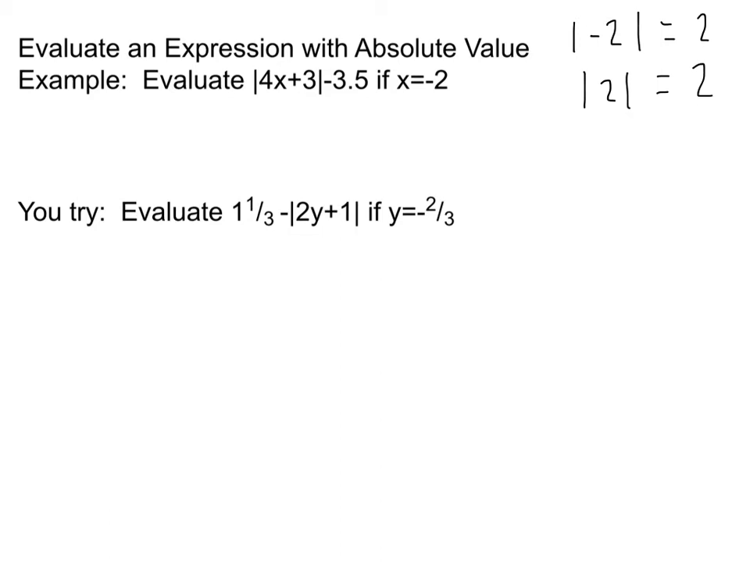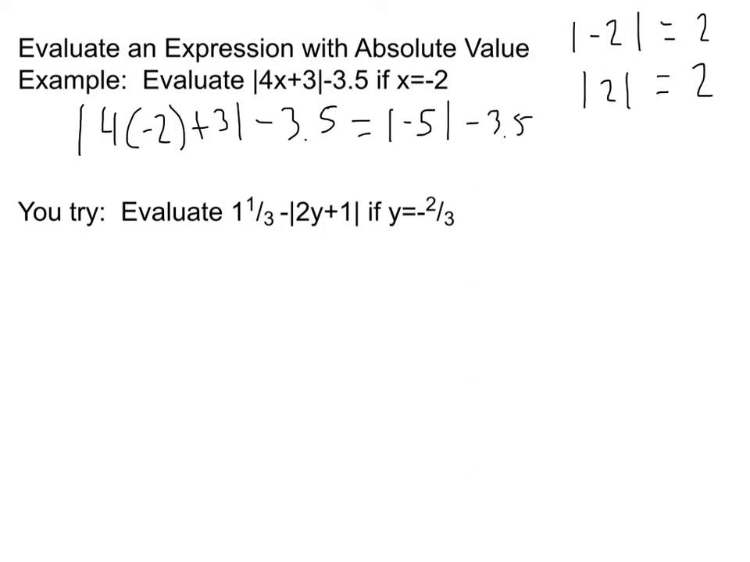So if we evaluate this, we get the absolute value of 4 times negative 2 plus 3, minus 3.5. Treat those absolute values like parentheses, so you have to do that first when we're simplifying this. 4 times negative 2 is negative 8, plus 3. Negative 8 plus 3 is negative 5. So the absolute value of negative 5 minus 3.5. Well, the absolute value of negative 5 is 5 because it's 5 away from 0, minus 3.5. Okay, 5 minus 3.5 is 1.5.